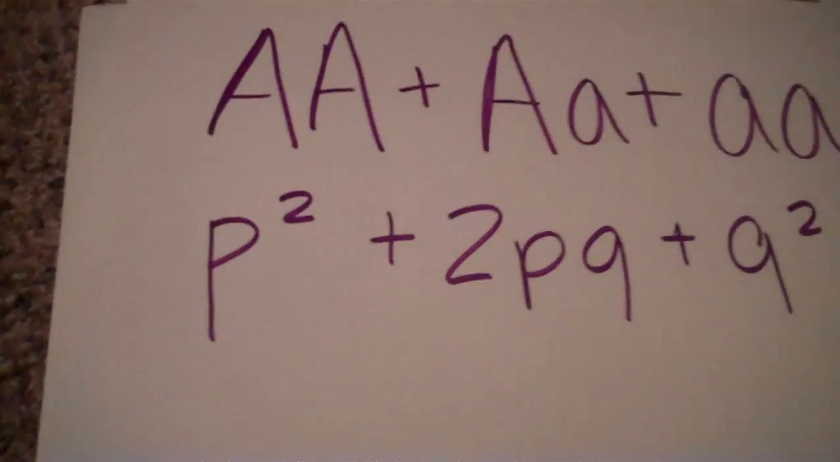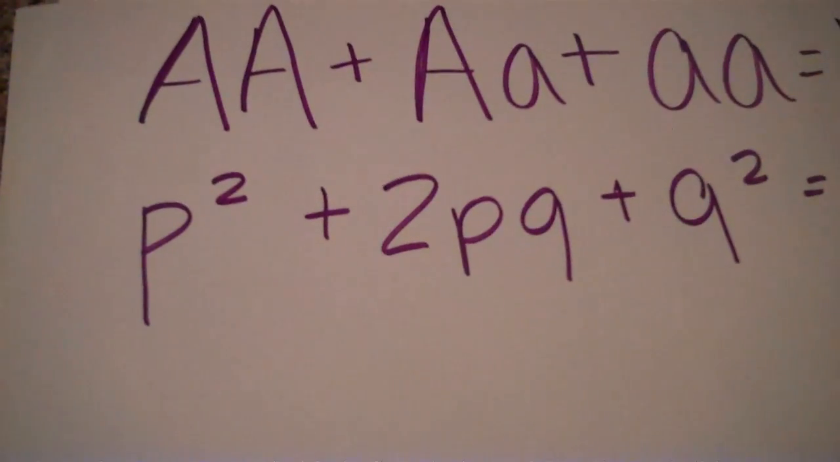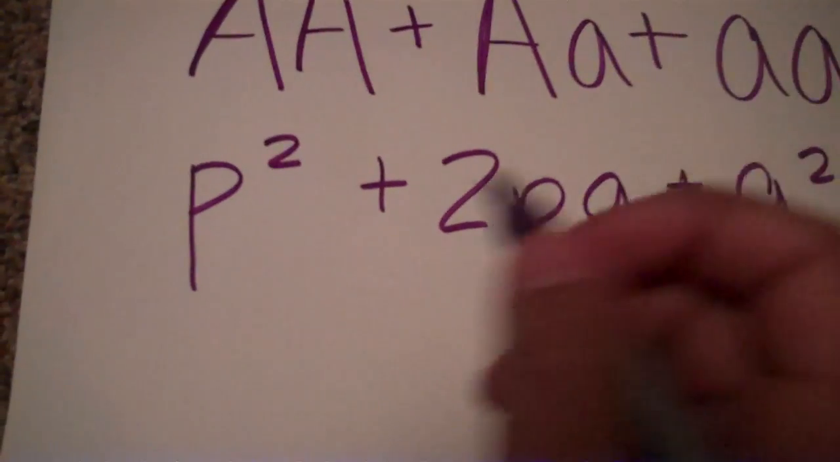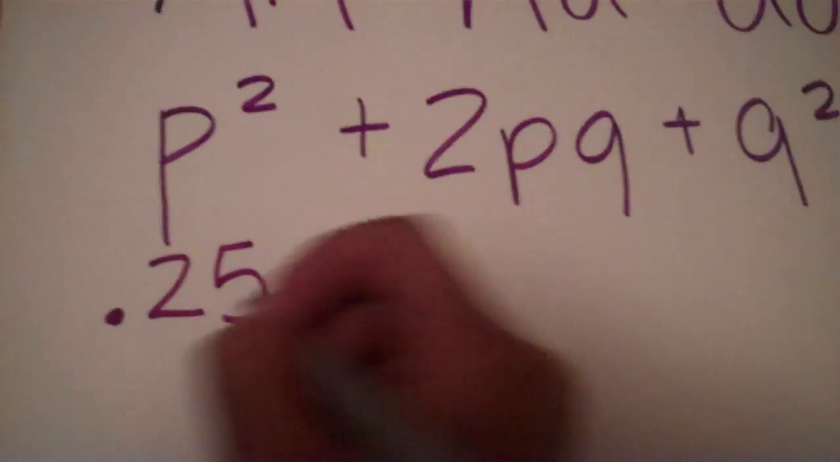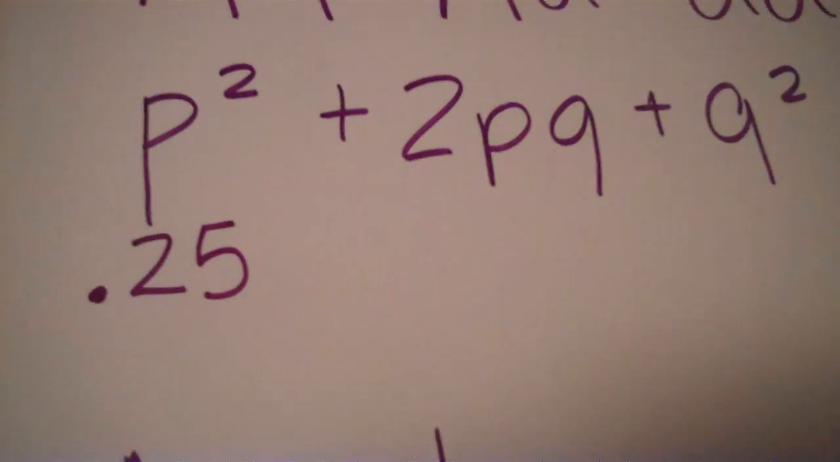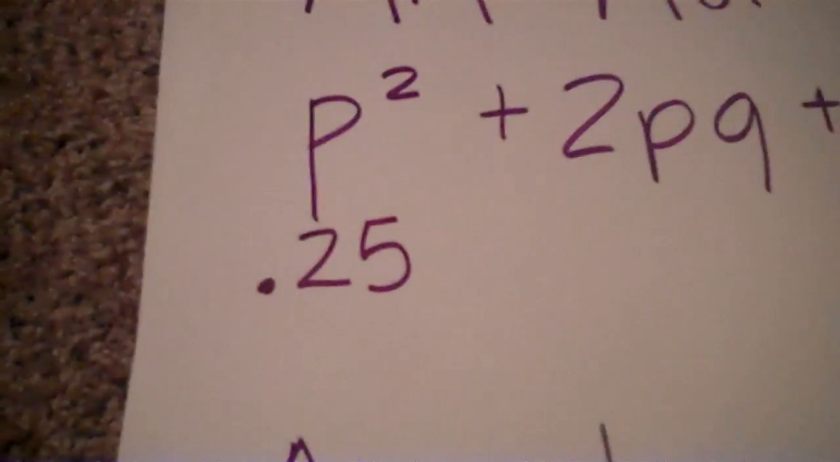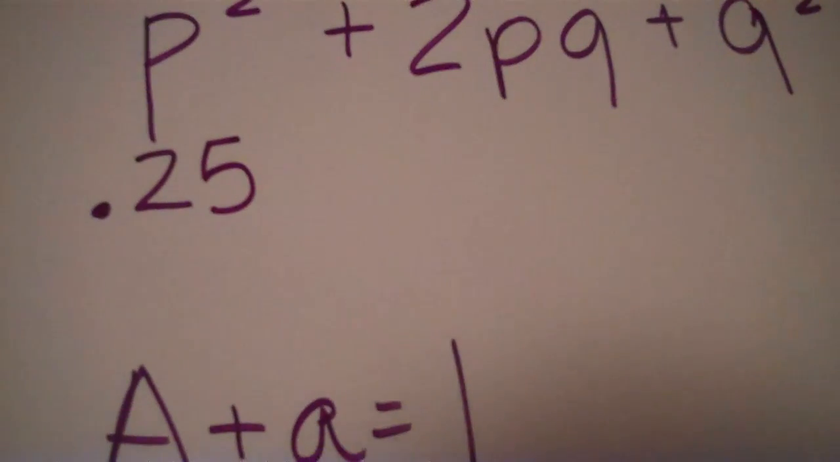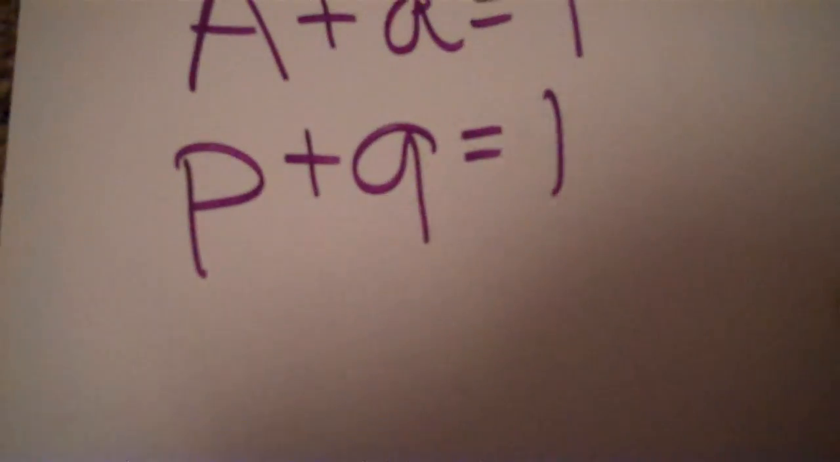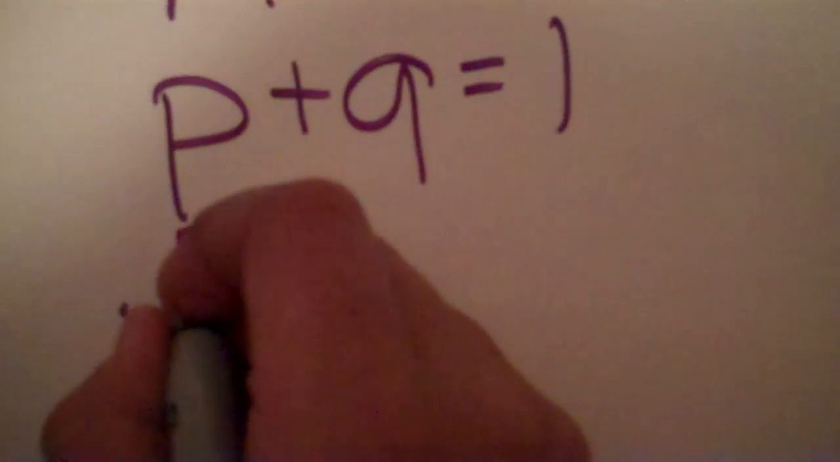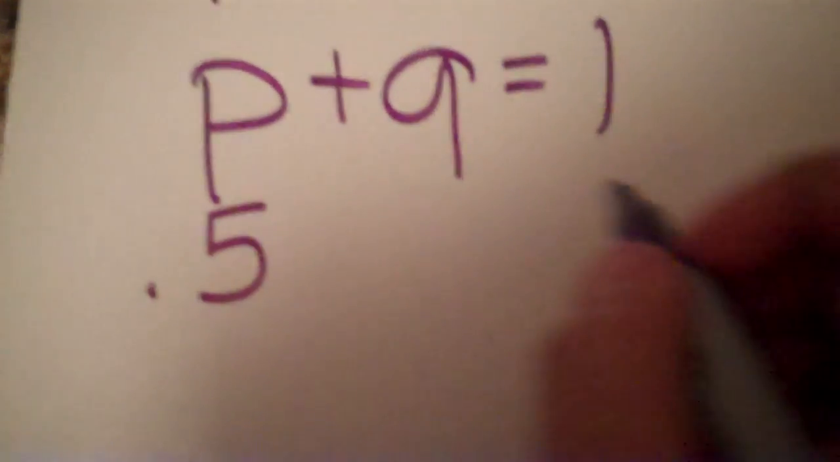Okay, so in the Prezi, I gave you an example value of AA, which I said was 0.25, which is also p squared. So you want to plug that in under the equation. And because p squared is 0.25, you can figure out the value of p, because 0.25 square rooted is 0.5. So that is the value of p.